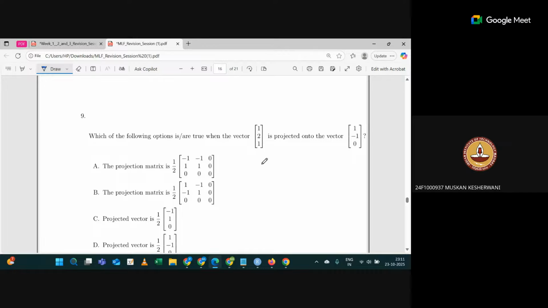One by two times 1 minus 1 0. Option B. Okay, option D. So, sir, suppose vector 1 2 1 is the original vector, and we need to find its projection on this vector. So you have to be clear.